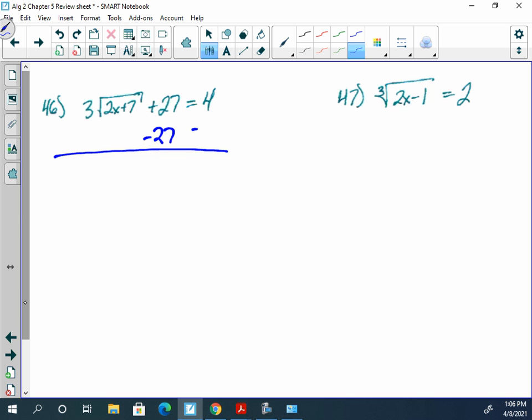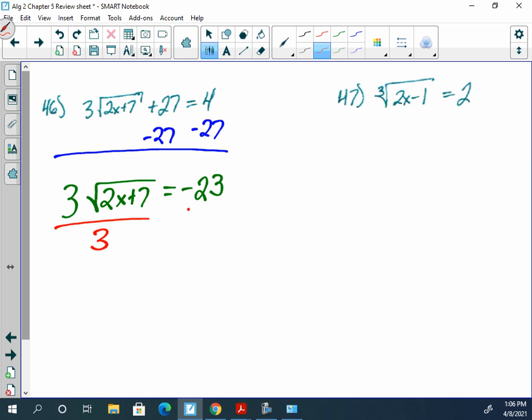So we can subtract 27 from both sides. And if we do that, we would get 3 square root of 2x plus 7 is equal to negative 23. And then what would we do? Divide by 3 because the radical is still not by itself. And that would tell me that the square root of 2x plus 7 is equal to, well, negative 23 over 3.